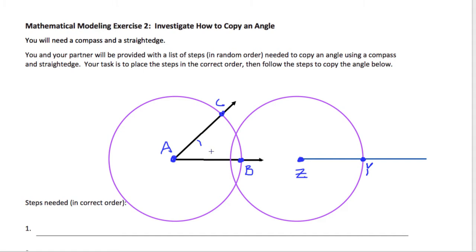So use your compass so that you measure the distance between C and B. Just open up your compass so that one point is on B, the pencil is on C. So you're measuring between B and C. With that same measurement, move your compass over so the point of the compass is now on Y, and the pencil will come up here and make an intersection mark.